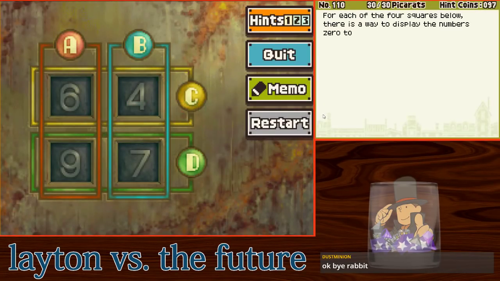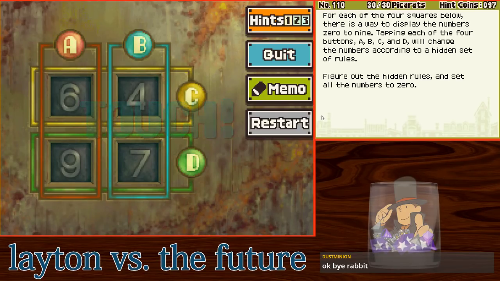Break the code. For each of the 4 squares below, there is a way to display the numbers 0 to 9. Tapping each of the 4 buttons A, B, C, and D will change the numbers according to a hidden set of rules. Figure out the hidden rules and set all the numbers to 0. Oh boy. 5. Yeah, that rotates by 5. 3. That adds 3. That subtracts 3, or I guess adds 7. That adds 4? Yeah. I might have to write these down.